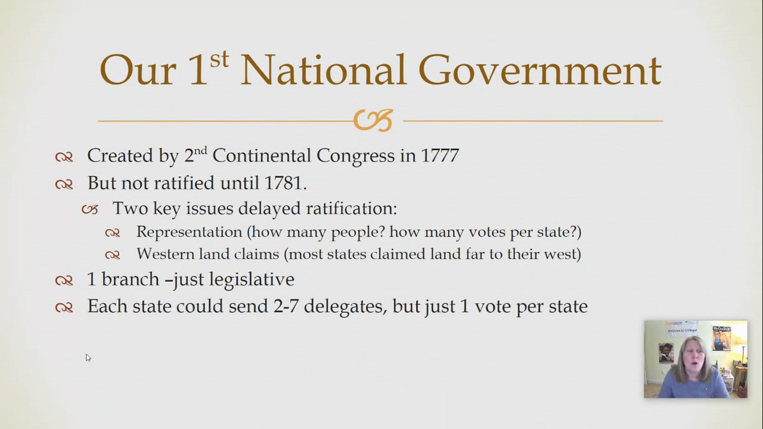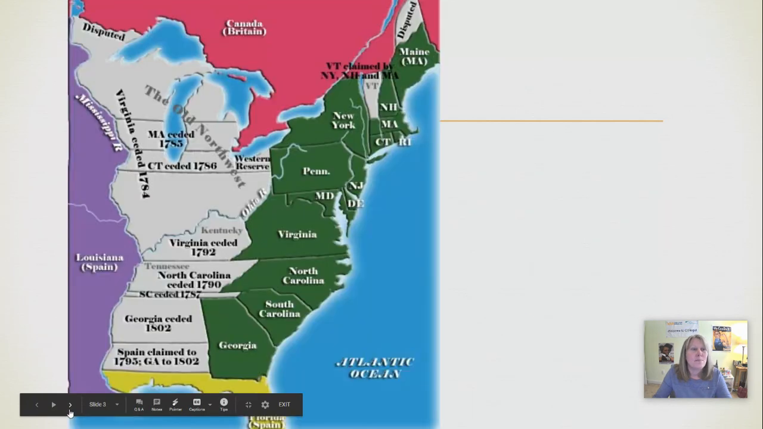This first form of government only had one branch of government. There was no separate judiciary, no separate executive branch, just a legislative. Each state could send anywhere between 2 to 7 delegates, whatever they felt like within that range, but they'd only get one vote. So the five of you would have to decide what your state's vote would be, or the two of you. You can probably already picture some issues coming out, especially if there were only two people, right?